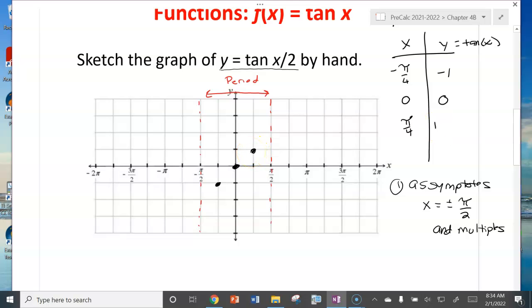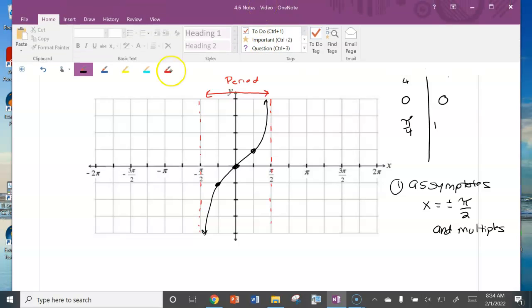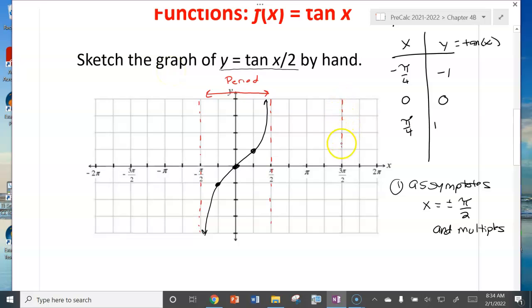So when I sketch my graph, I'm going to start near the asymptote, go through my points, and then go back to the asymptote. That is one cycle of the tangent graph. And because it's periodic, just like our sine and cosine, it's going to repeat itself. So I'm going to have another cycle over here. Asymptote this time is at 3 pi over 2. That's the multiples I was talking about. And the graph's going to look the same. So I'm going to have a point here, here, and here. Snug to the asymptote, across, and there's that one.